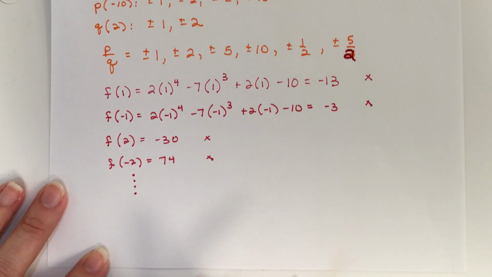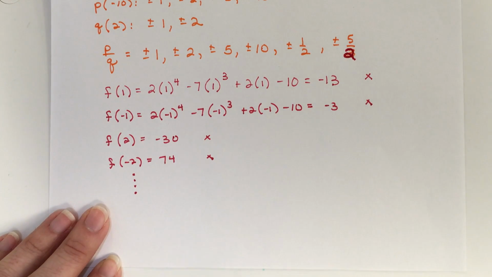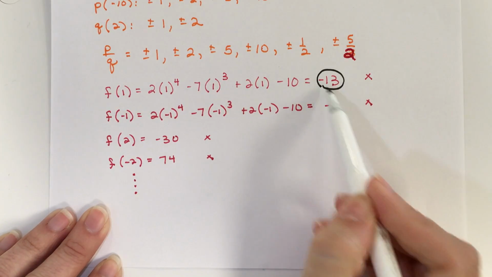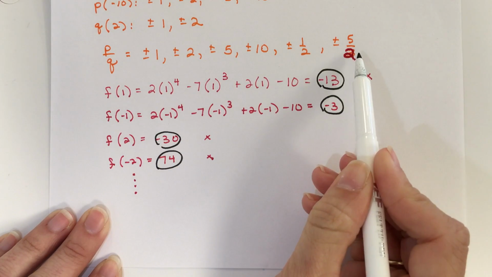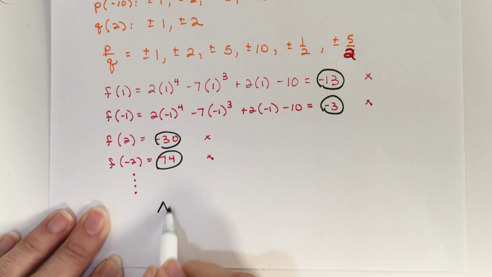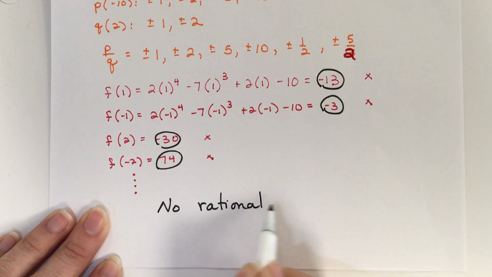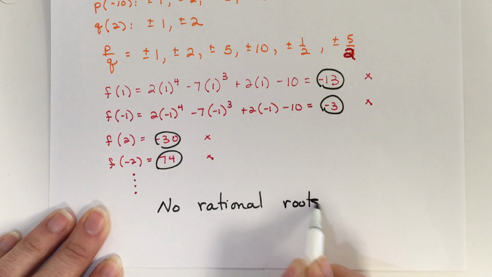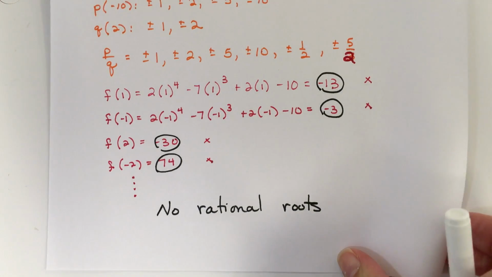Go down that list, and what's going to happen on this one is that you're not going to get any of these to equal 0. You need this right here to equal 0, and none of these are going to do that. So in this case, you would just say that you have no rational roots. That would be your answer, because none of them give you 0 for this particular example. Okay, next one.